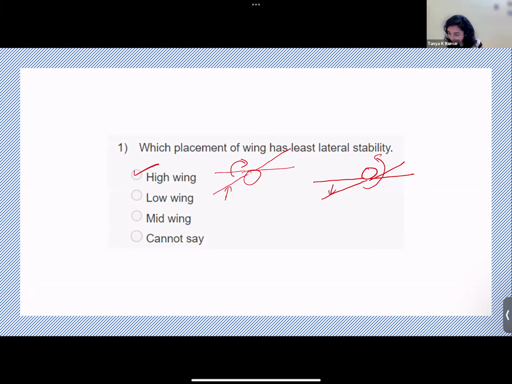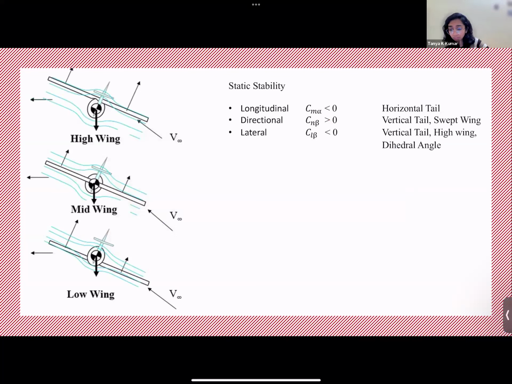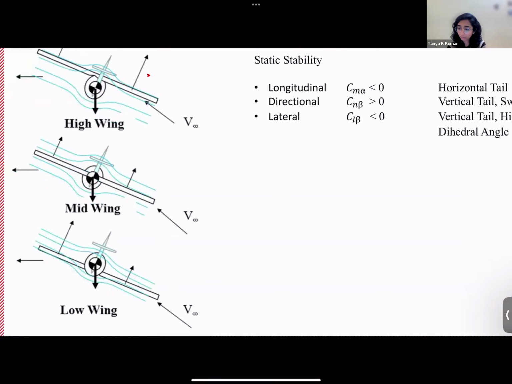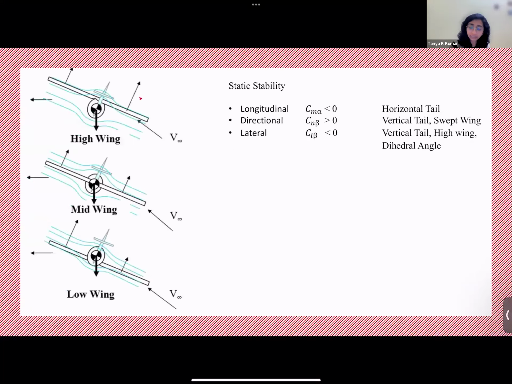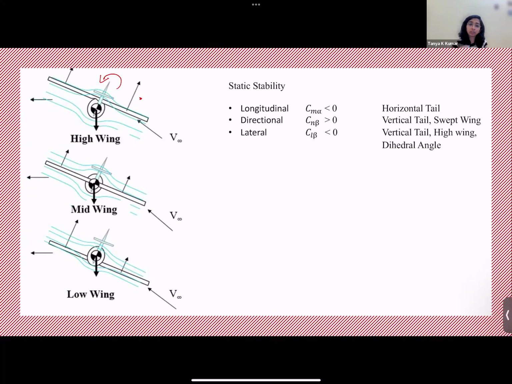I think I have a figure. Yes. So the first case is the high wing, second case is mid wing, and third case is low wing. When it is subjected to a gust, it rolls towards the right. The lift produced on the right wing is much higher than the lift produced on the left wing for the case of high wing configuration. So it produces a moment in this direction, trying to bring it back to its equilibrium position.